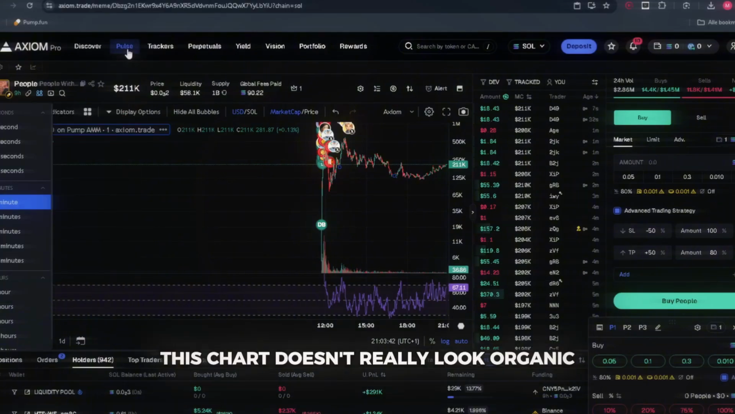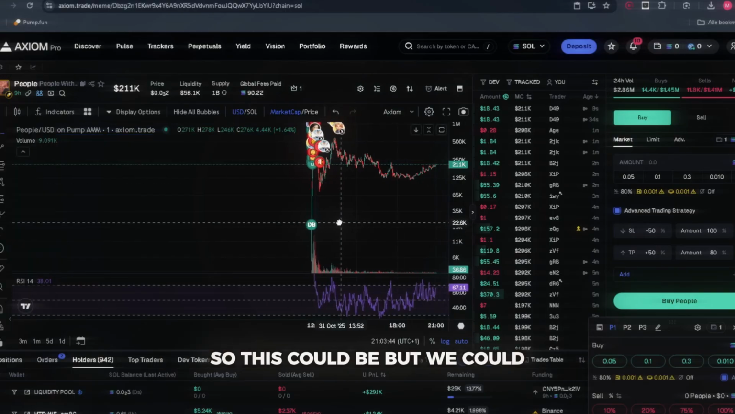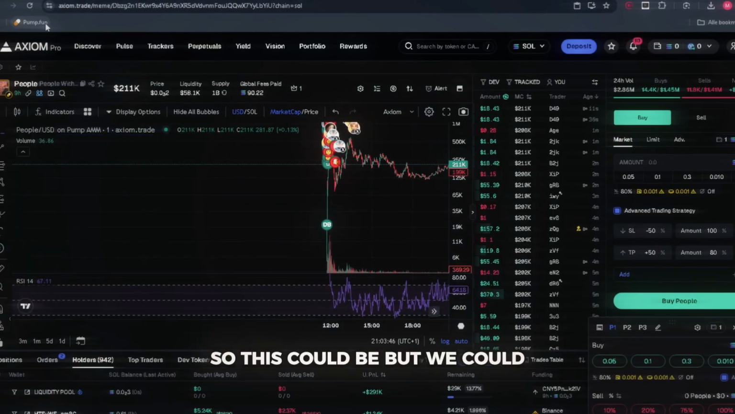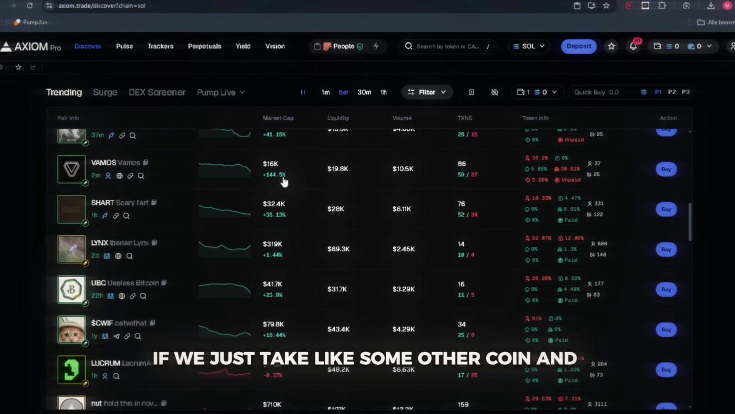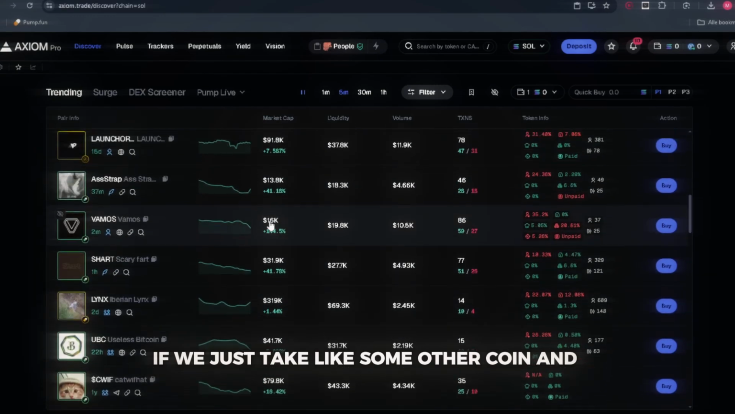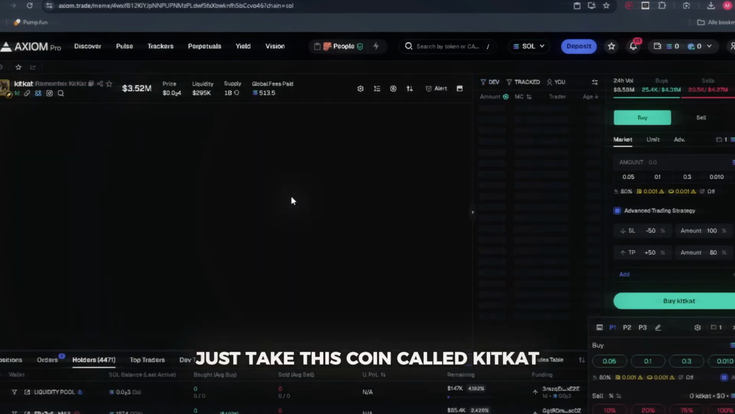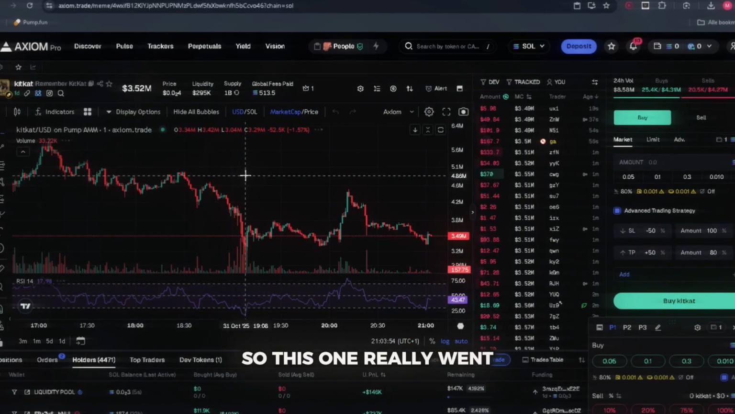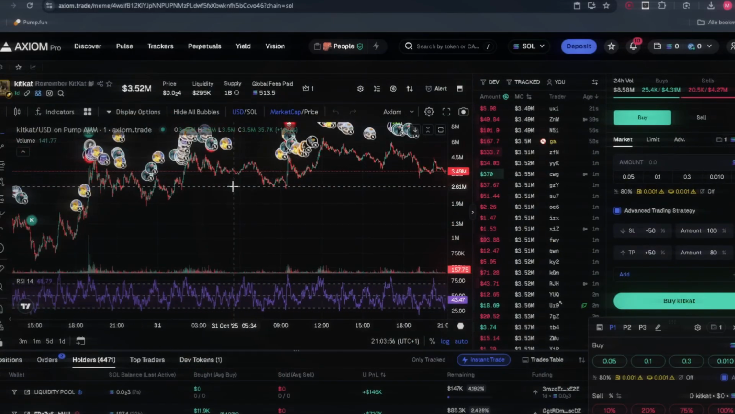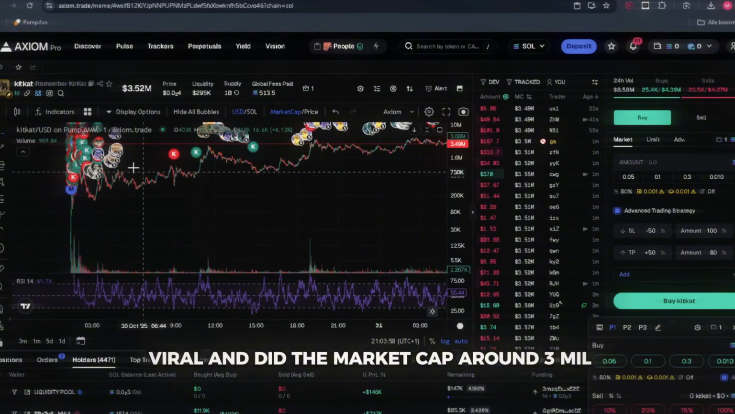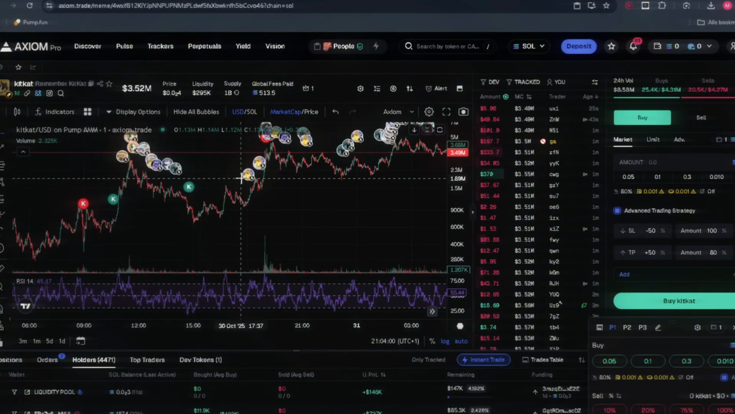This chart doesn't really look organic, so if we just take some other coin, just like this coin called KitKat. So this one really went viral and did the market cap of around 3 mil.